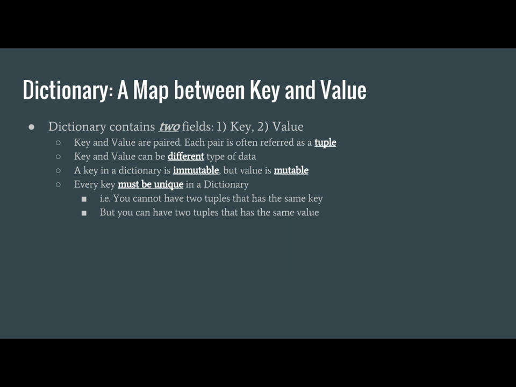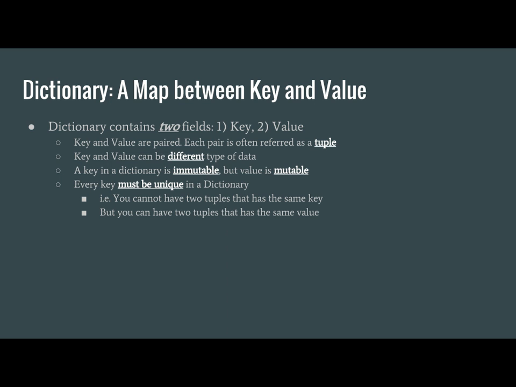It's called dictionary. Dictionary contains two fields, key and value. Key and value in dictionaries are paired. They are often called a tuple. And key and value can be different types. So if I have a key that is string, the value can be int or double or boolean. Or I can have a key that is int, and then the value can be boolean, double, or string. Doesn't really matter. They can be different types, they can be the same type.